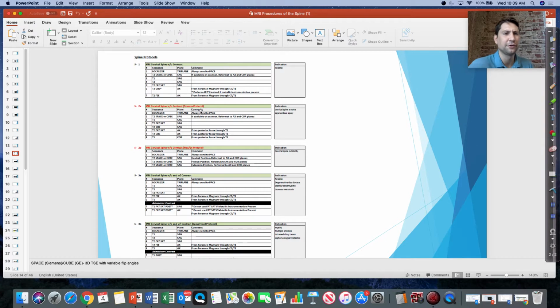Here are our spine coils for C-spine. We have without contrast trauma protocol. So if you have a suspected fracture, this is the one you're going to want to choose. Flexion and extension protocol. So why do we do flexion and extension in X-ray? What are we looking for?